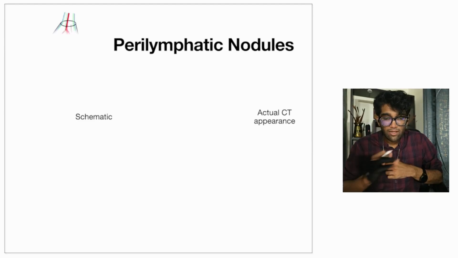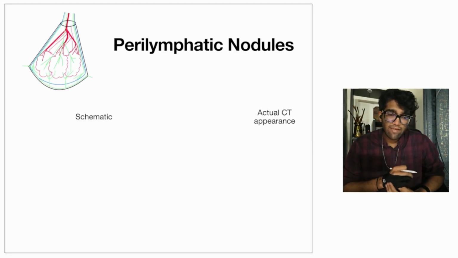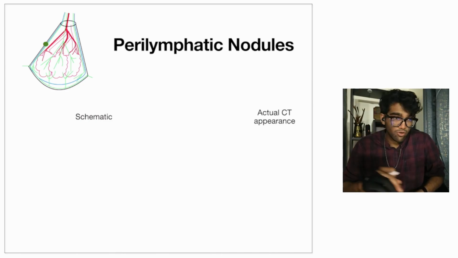Now next is what we call perilymphatic. As the name would imply, we are going along the lymphatics. Lymphatics are passing through the septa between the bronchopulmonary lobules.